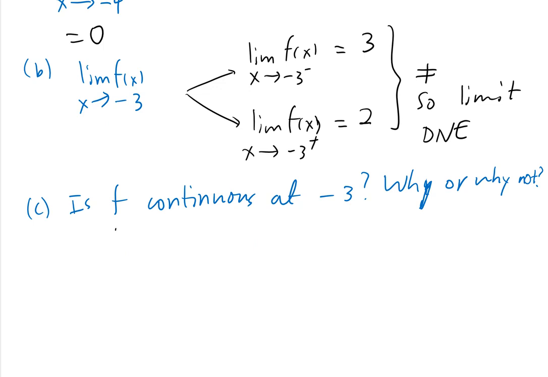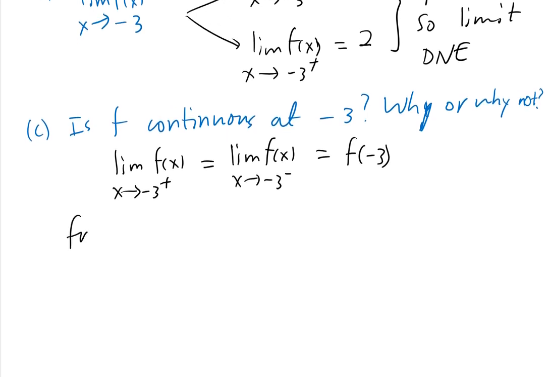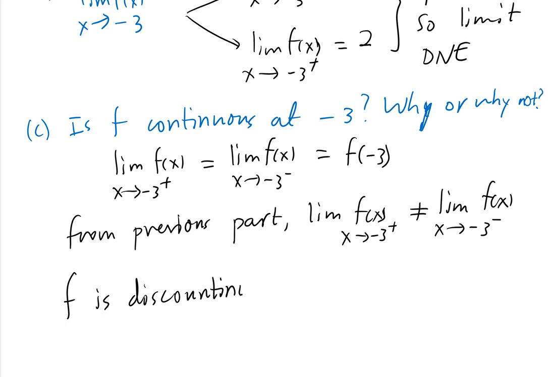Well, in order for a function to be continuous, the limit of f of x as x approaches -3 from the right side must equal the limit as x approaches -3 from the left side, and equal f of -3. Now we know from previous parts the limit from the right side does not equal the limit from the left side. So we say f is discontinuous at x equals -3.